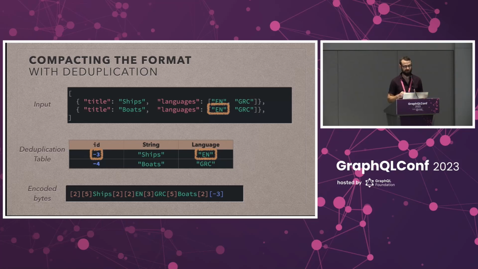In this case, this is going to save all of 2 bytes. Not all that interesting, but if this is a bigger string or if it showed up hundreds or thousands of times, it could actually start getting interesting. Now we'll see the same thing happen with GRC. We'll see that that's in our language column of our deduplication table, and we'll write out a -4 instead. So we're able to deduplicate values.